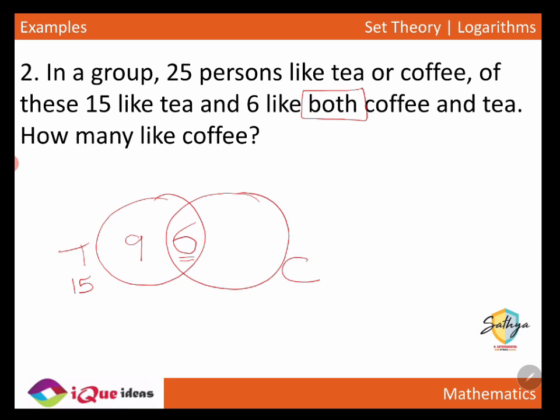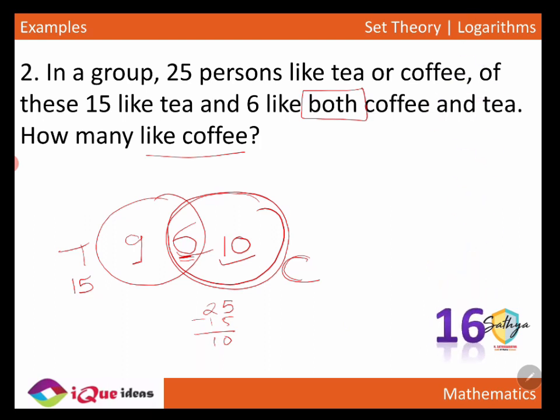Total, there are 25 people. So 9 plus 6, we have already put 15 inside the circle. So 25 minus 15, there are 10 people who are in the last part, which is only coffee. But the question here is how many like coffee, not only coffee. So we count all the numbers in the circle for C, right? That means we count 10 and we count 6. So the answer to this question is 16.